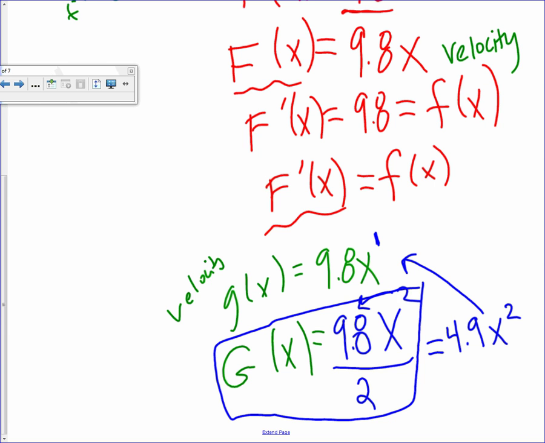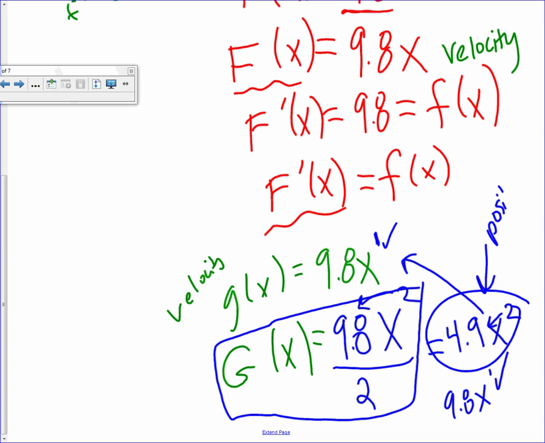Again, you could check it. You could do the derivative, multiply 4.9 times 2, you get 9.8x, and then subtract 1 from the exponent, x to the first power. So we do check, and we see that we get the derivative there. So this now would be my position function.